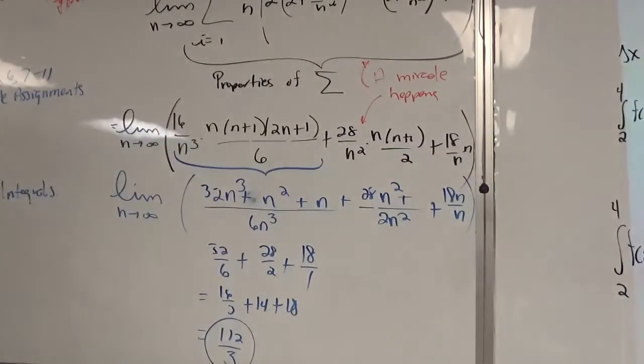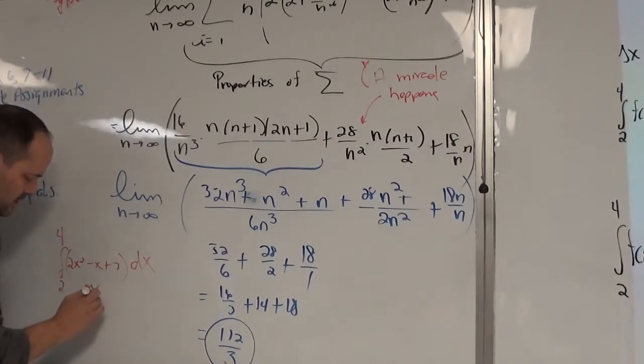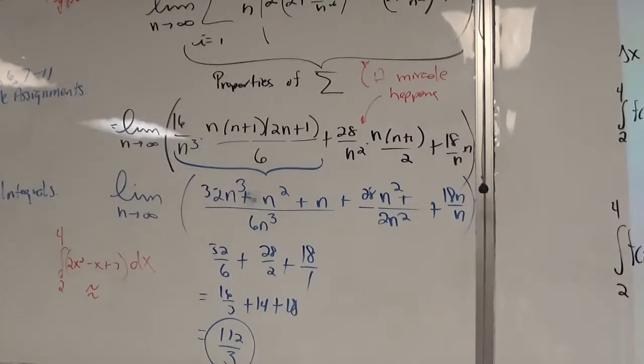Okay, so on your calculator, something Riemann could not have done, integral from 2 to 4, what's the function, is it 2x squared minus x plus 3? What are we getting?